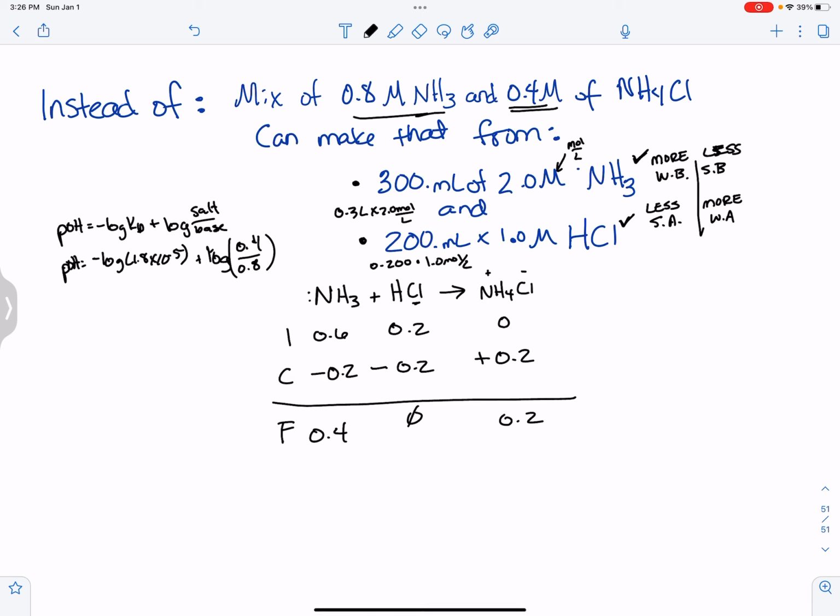Now I have my salt, and I can write out that my pOH is my negative log of 1.8 times 10 to the minus 5th plus the log of my salt over my acid, which is 1/2, which is the same thing up there. So I'm hoping you can see what an easier, faster method this ICF chart is versus the old way of doing all this.